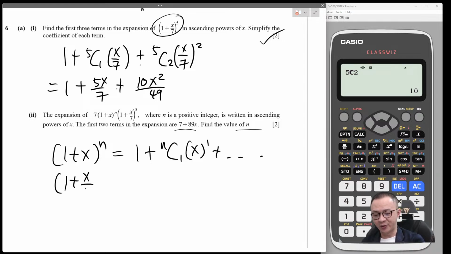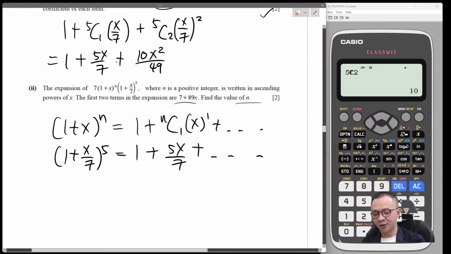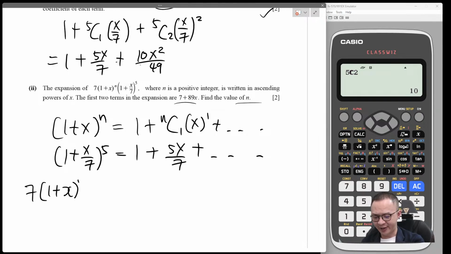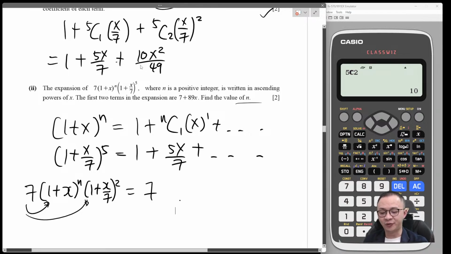(1 + x/7)^5. Let me just write over here. 5x over 7. Then the next two terms I don't need to know. So it's 7 multiply (1 + x)^n and multiply this one, right? You can see why the first term is 7, because 7 multiply 1 and multiply 1, right? So you have double 1 here, so you will get a 7. So no problem. But right now, we want to use the 89x to help us find n.